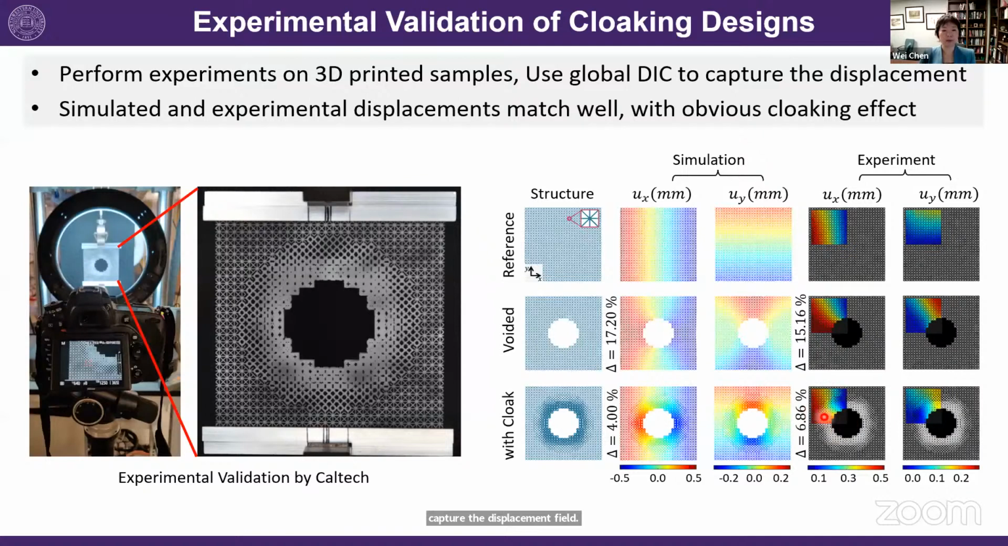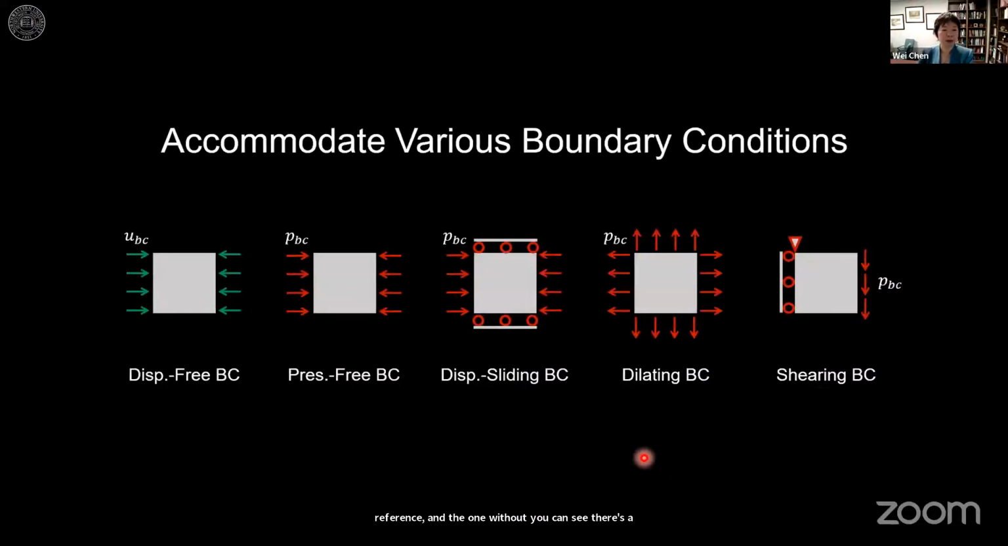And you can see with the cloaking method, the displacement field is much closer to the original reference, and the one without, you can see there's a big distortion there. So the experiments support our conclusion very well.